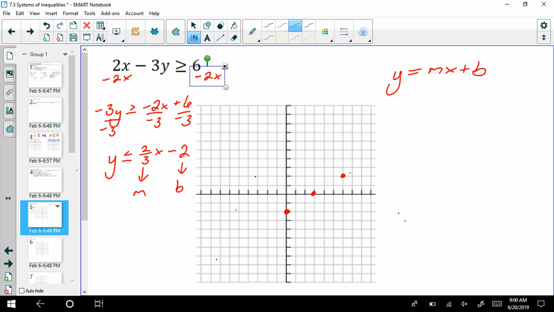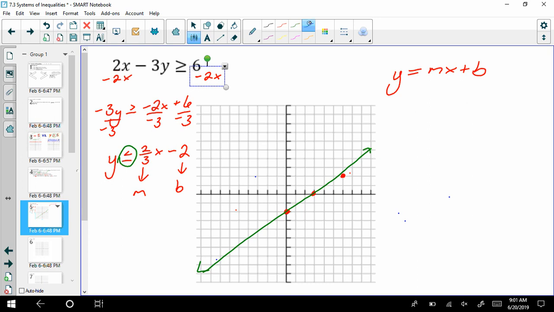Now, when I go to draw the line in, we have to decide, is this going to be a solid line or a dashed line? Because I have the equal to bar under my inequality, we want a solid line. Oops, I missed that point. Extend your line all the way across. And in just a moment, I'll tell you the purpose between the solid and dashed line.